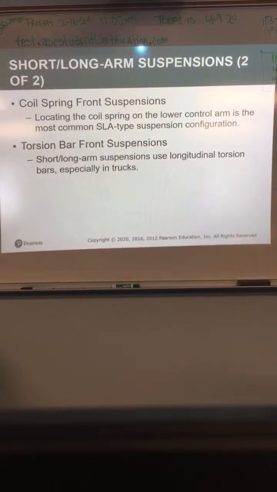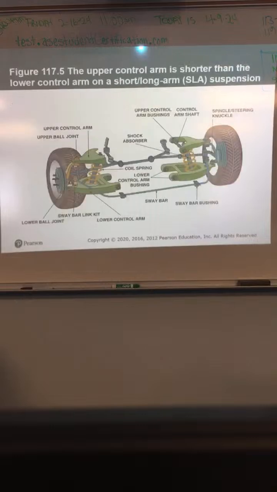Okay, coil spring front suspensions. Locating the coil spring on the lower control arm is the most common type of SLA suspension configuration. Torsion bar front suspensions will use an SLA that uses a longitudinal solid steel bar, especially in the trucks. They did use a torsion bar on some older Chrysler products, but you don't really see those too much anymore on a car. You will on some trucks.